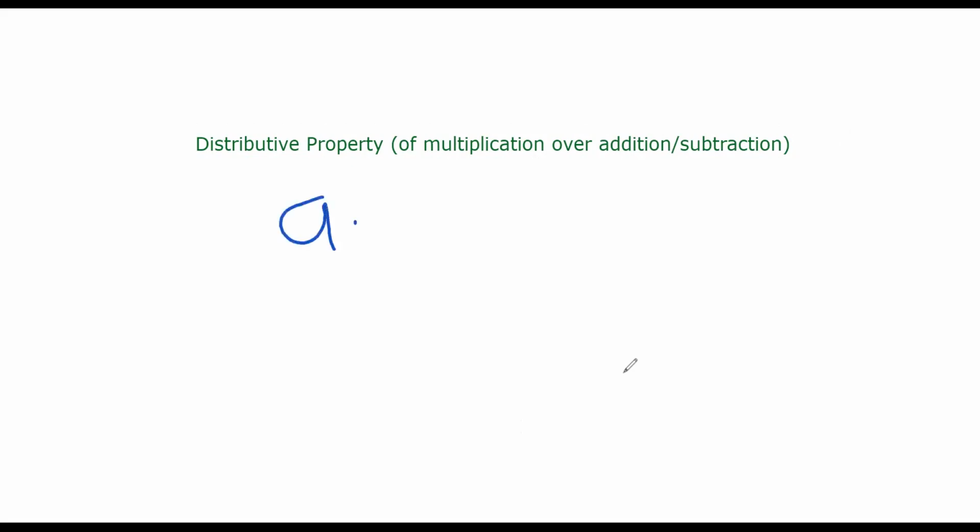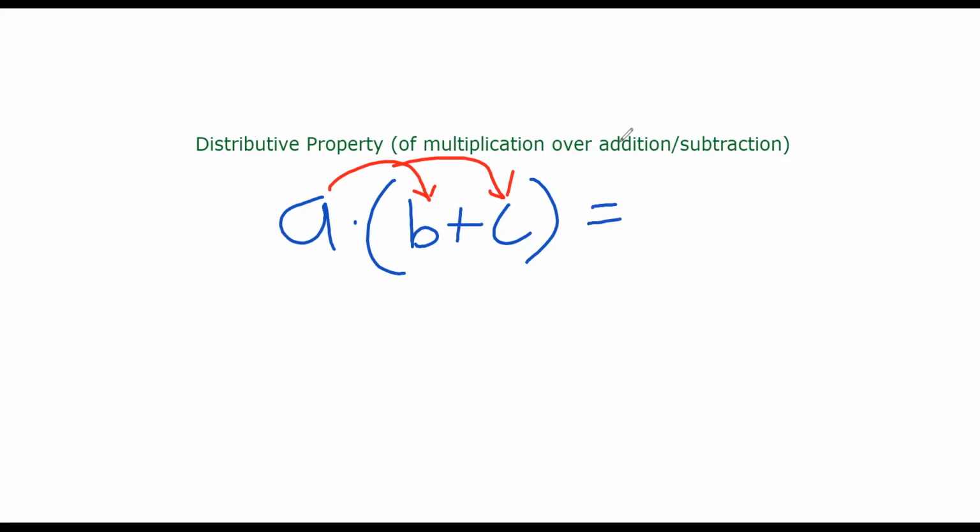And it says if I multiply a number to a sum, where I'm adding on the inside of these parentheses, it tells me that I can distribute this A value like that, and do this: A times B plus A times C. The A goes to both of them individually.